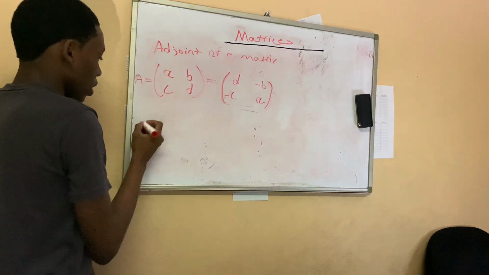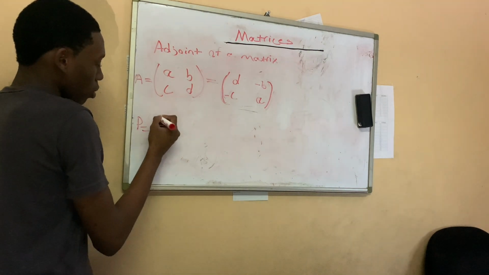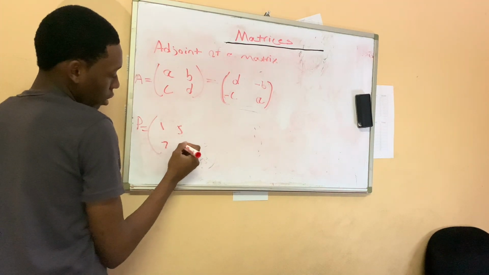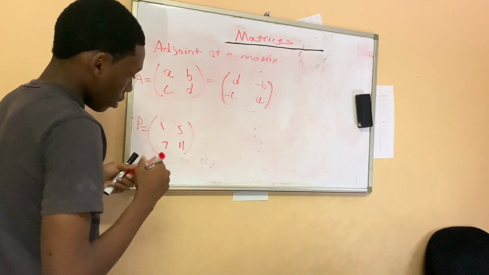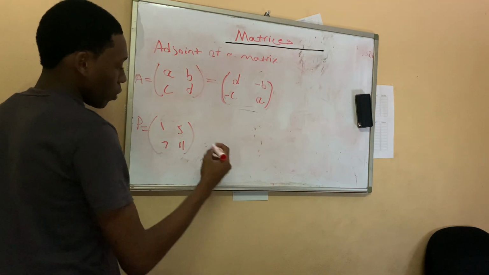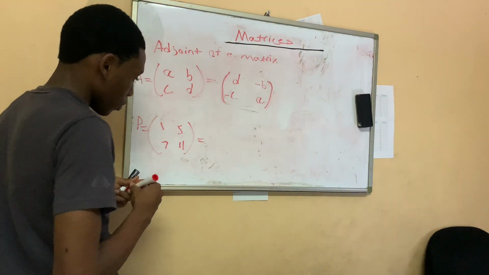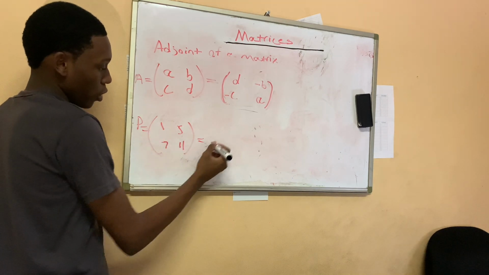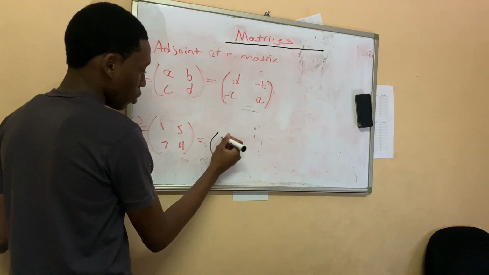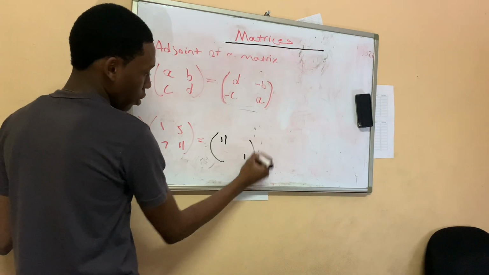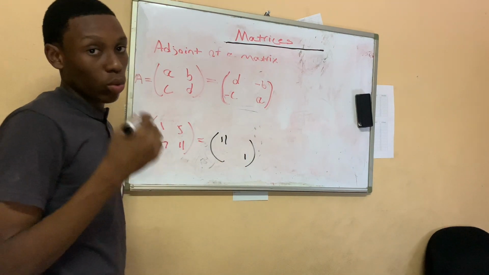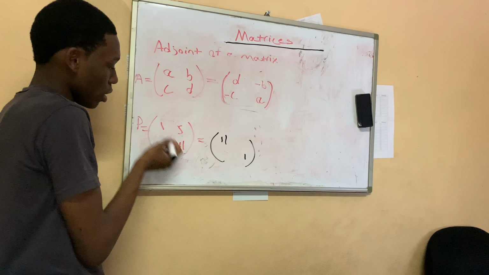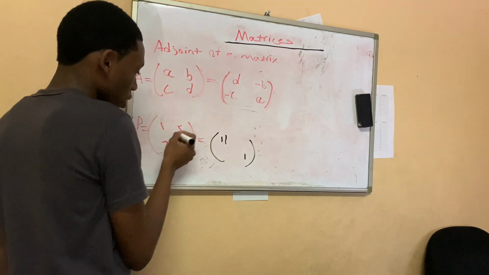Alright, so let's give you our next example now. P equals 1, 5, 7, and 11, right? So we're going to find the adjoint of this matrix now. So we're going to switch these elements, the 11 and the 1, first. So we're going to put 11 up here and then put the 1 down here. That's what I always recommend you do when finding the adjoint of a matrix first. So always do this first. Switch these elements first.